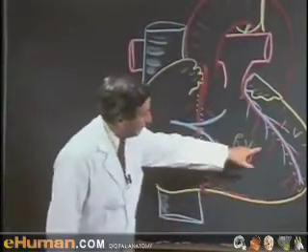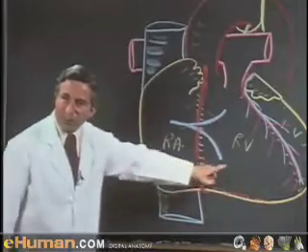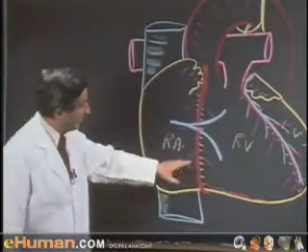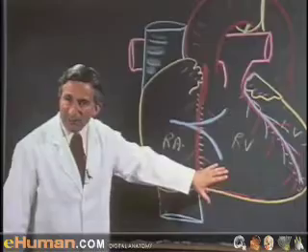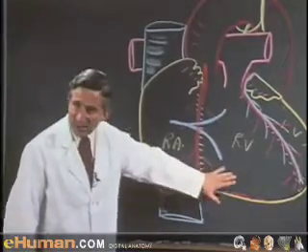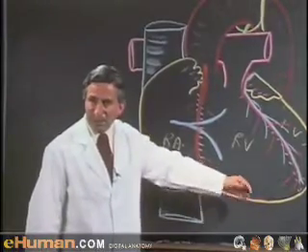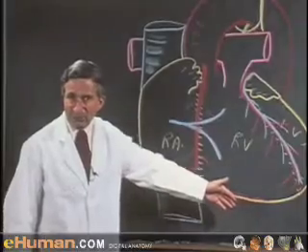So that if you should get blockage of one of the main branches of one or other of the coronary arteries, then that area of the heart muscle will die. And this, of course, is known as myocardial infarction.